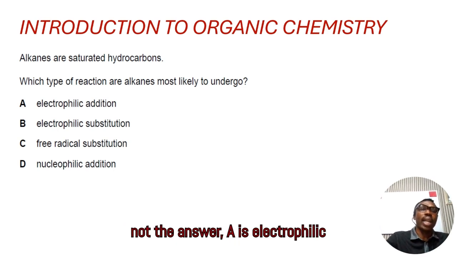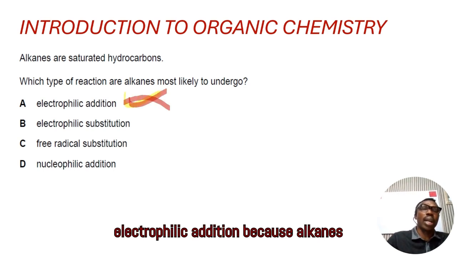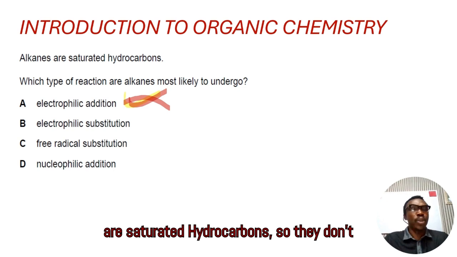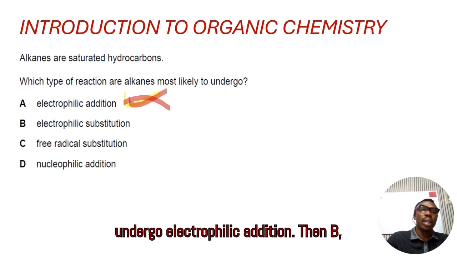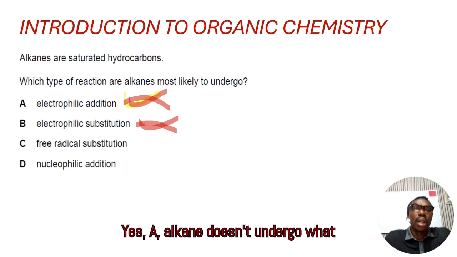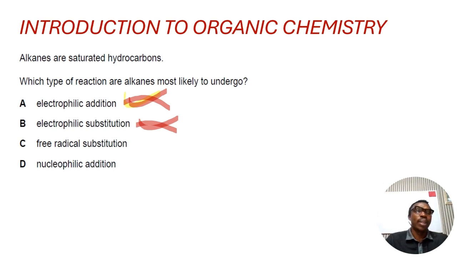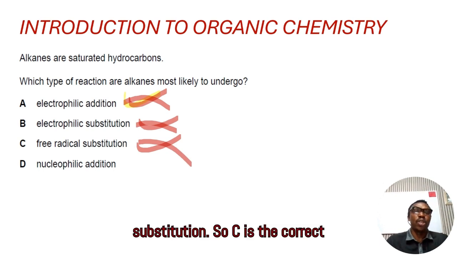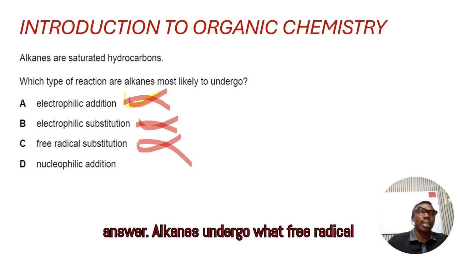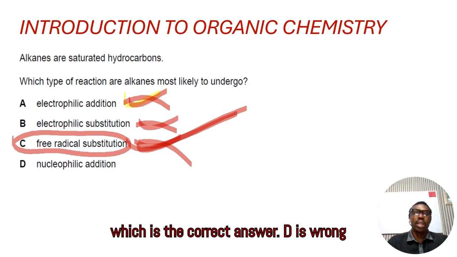A is electrophilic addition. Alkanes don't undergo electrophilic addition because alkanes are saturated hydrocarbons. Then B, electrophilic substitution. Alkanes don't undergo electrophilic substitution. Then free radical substitution. So C is the correct answer. Alkanes undergo free radical substitution. So the correct answer to this question is C.